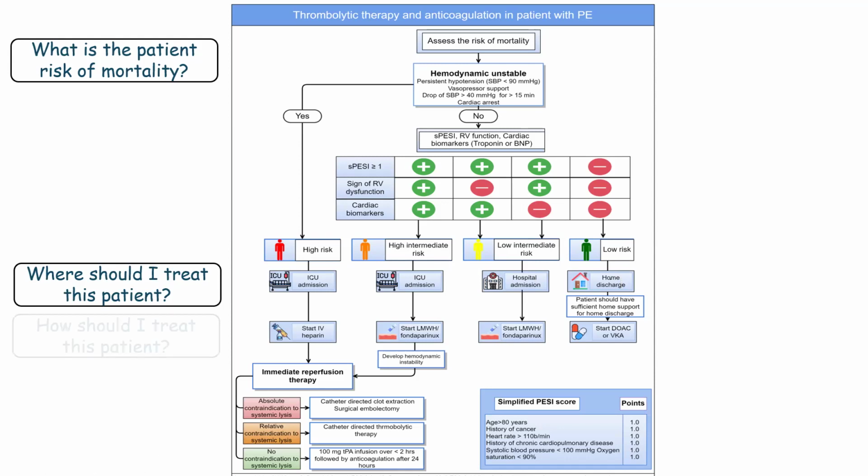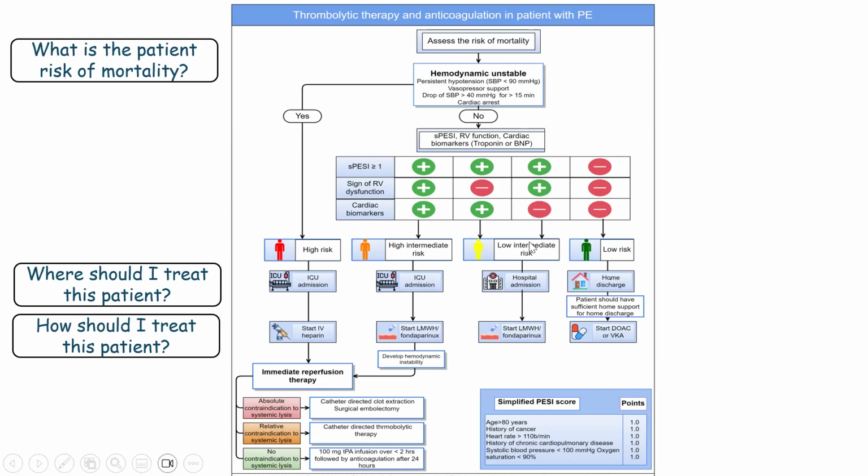And the last question is, how should I treat this patient? For a high-risk patient, the patient needs immediate reperfusion therapy, either pharmacological, surgical, or catheter-directed therapy. For high intermediate risk, the patient starts on low molecular weight heparin or fondaparinux, but if the patient develops hemodynamic instability, the patient will need immediate reperfusion therapy.